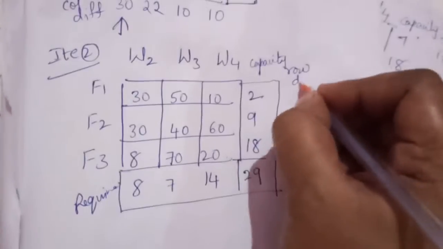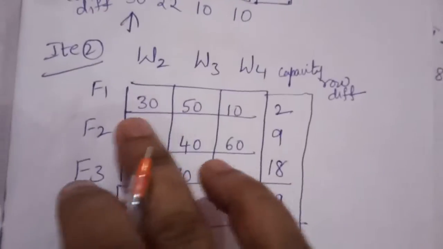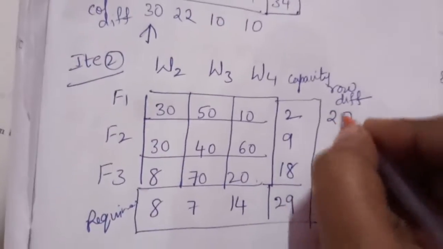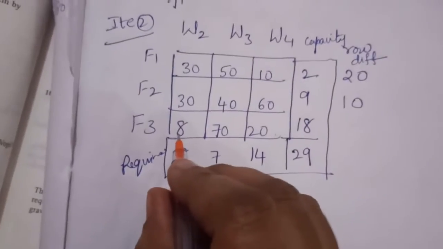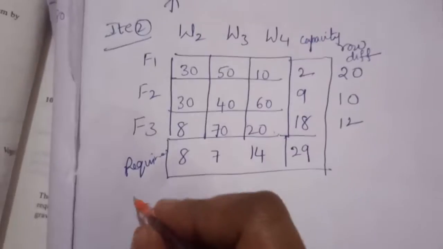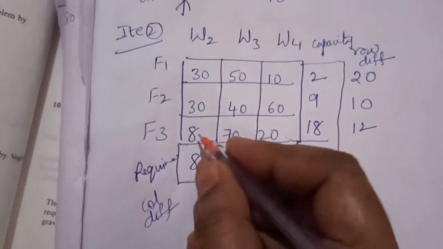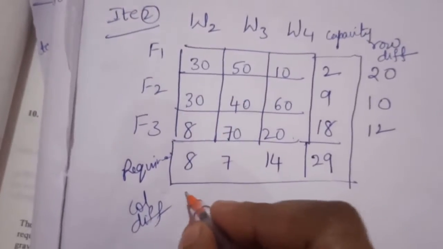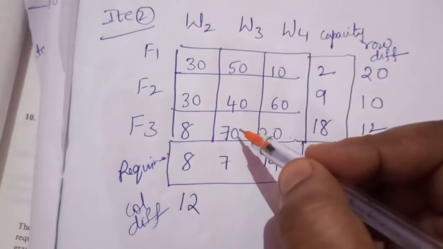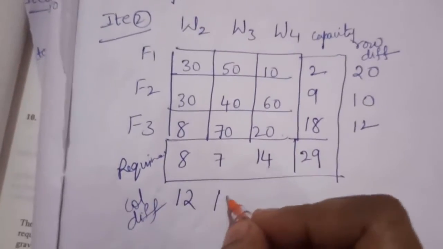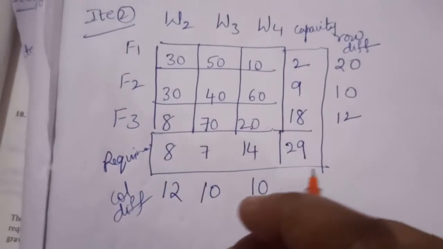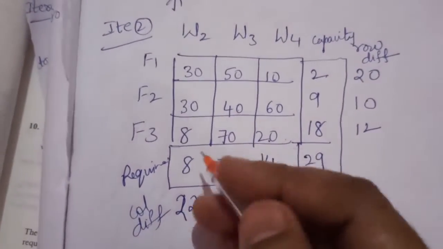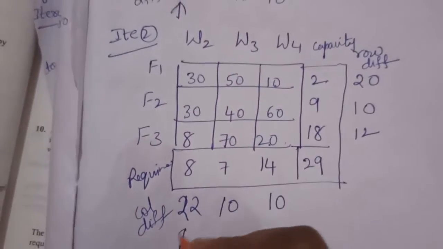Next, take the row differences in the same way as the previous iteration. Here the row difference is 20, and here we have 30 and 40, the difference is 10. The minimum values are 8 and 20, the difference is 12. For the column differences, we have 12, and 40 and 50 gives 10, and 20 and 10 gives 10. Among all these values, we have 22 as the difference of 8 and 30, so this is the maximum value.